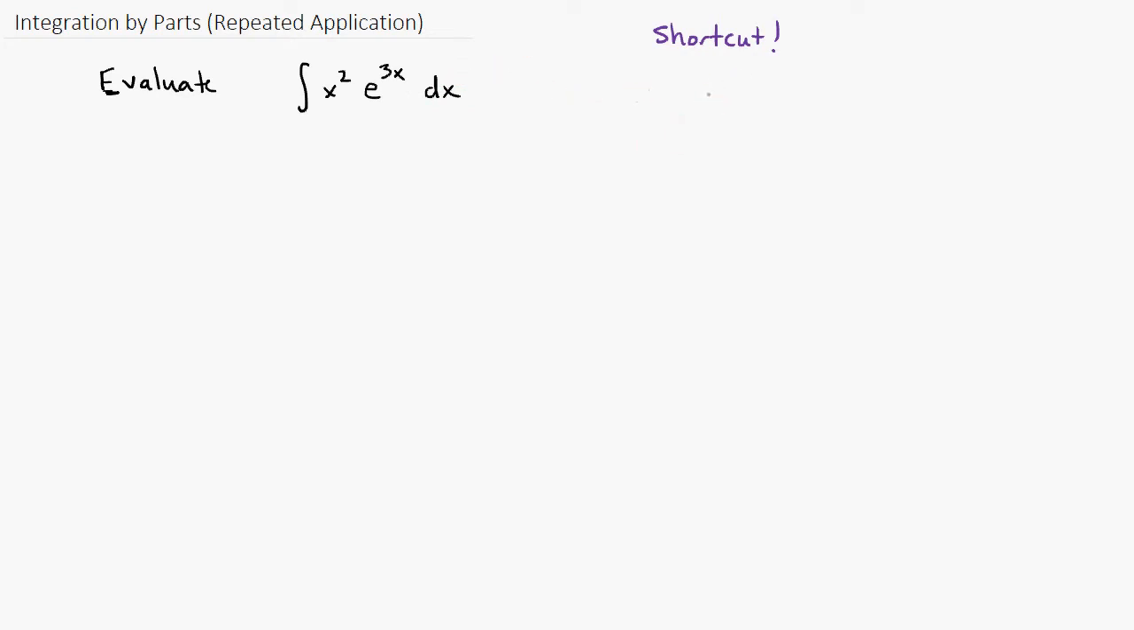So we choose u and we choose dv. So either we choose u to be x squared or u to be e to the 3x. In this case, we choose u to be x squared and dv to be e to the 3x. The reason is because when we repeatedly apply integration by parts, we want this to eventually go to 0.